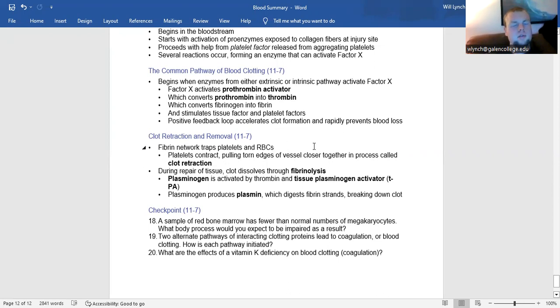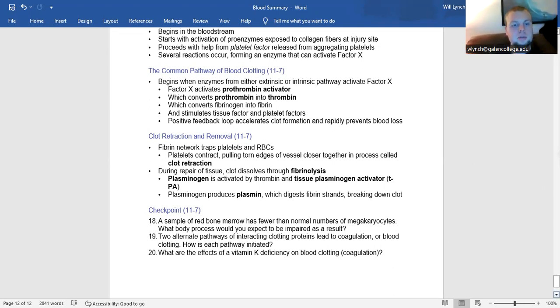And the clot dissolves through a process known as fibrinolysis, the breakdown of those fibrin strands. We have a protein known as plasminogen. Plasminogen is going to be activated by thrombin that's present in the bloodstream and tissue plasminogen activator, or TPA. Plasminogen is going to produce a protein known as plasmin. The plasmin is what goes in and actually physically digests the fibrin strands. And once we break down those fibrin strands enough, the clot will begin to dissolve and break away.